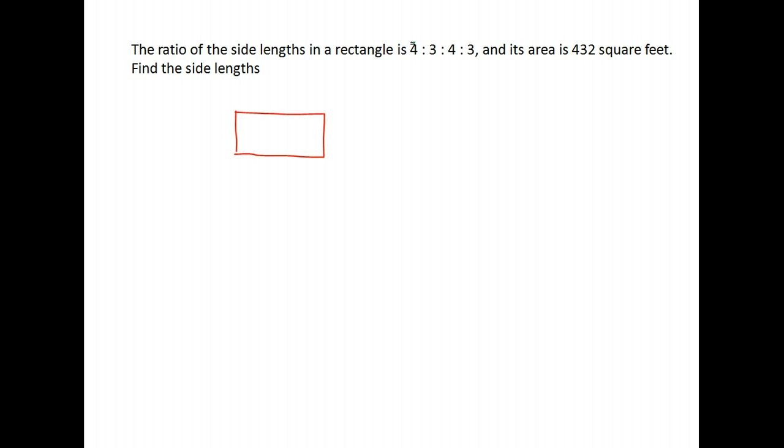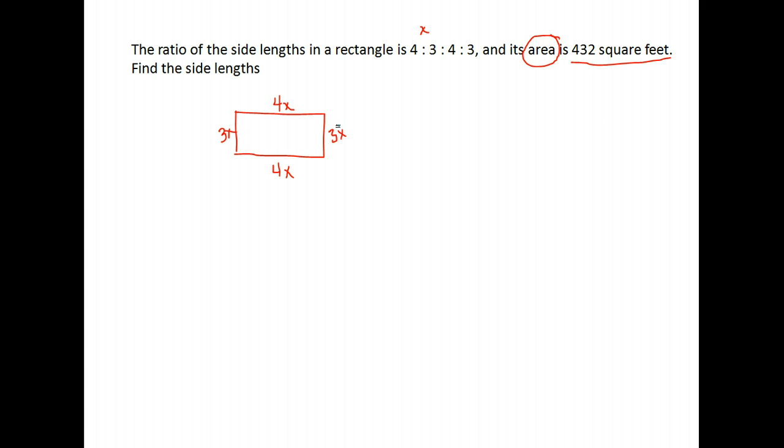Okay, so again, when it's in ratio form, that means there's some common number x, that 4 times that number is one of the sides, 3 times that number is the other of the sides. So I'm going to label my rectangle as 4x, 4x, 3x, and 3x. The area, now this time we're dealing with area. The area is 432 square feet.